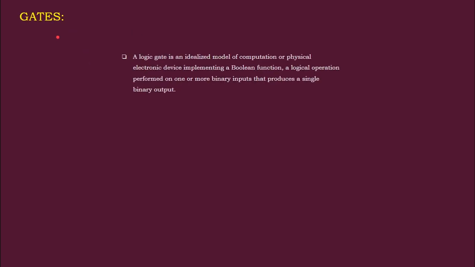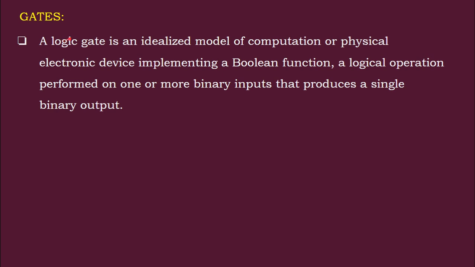Let us see a few more terms. The gates. What is a gate? A logical gate is an idealized model of computation or physical electronic device implementing a Boolean function, a logical operation performed on one or more binary inputs that produces a single binary output. What this means is that we have some gates, which we'll see in later classes. These gates are a model of computation which, based upon some calculation, produces a single output when given one or more binary inputs.